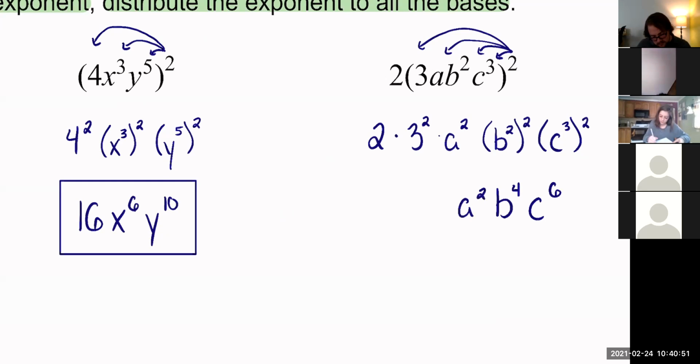And then you can simplify the 3 to the 2nd power. What is 3 to the 2nd power? 9. And then you can bring the 2 down. Is there anything more I can do here? 2 times 9. What is 2 times 9? 18.